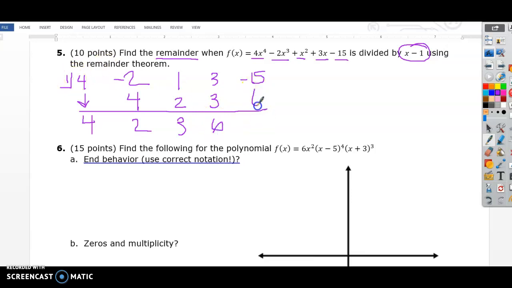6 times 1 is 6. Negative 15 plus 6 is negative 9. My remainder is negative 9, so that is my answer. So it would be the same thing if I plugged 1 into this equation.